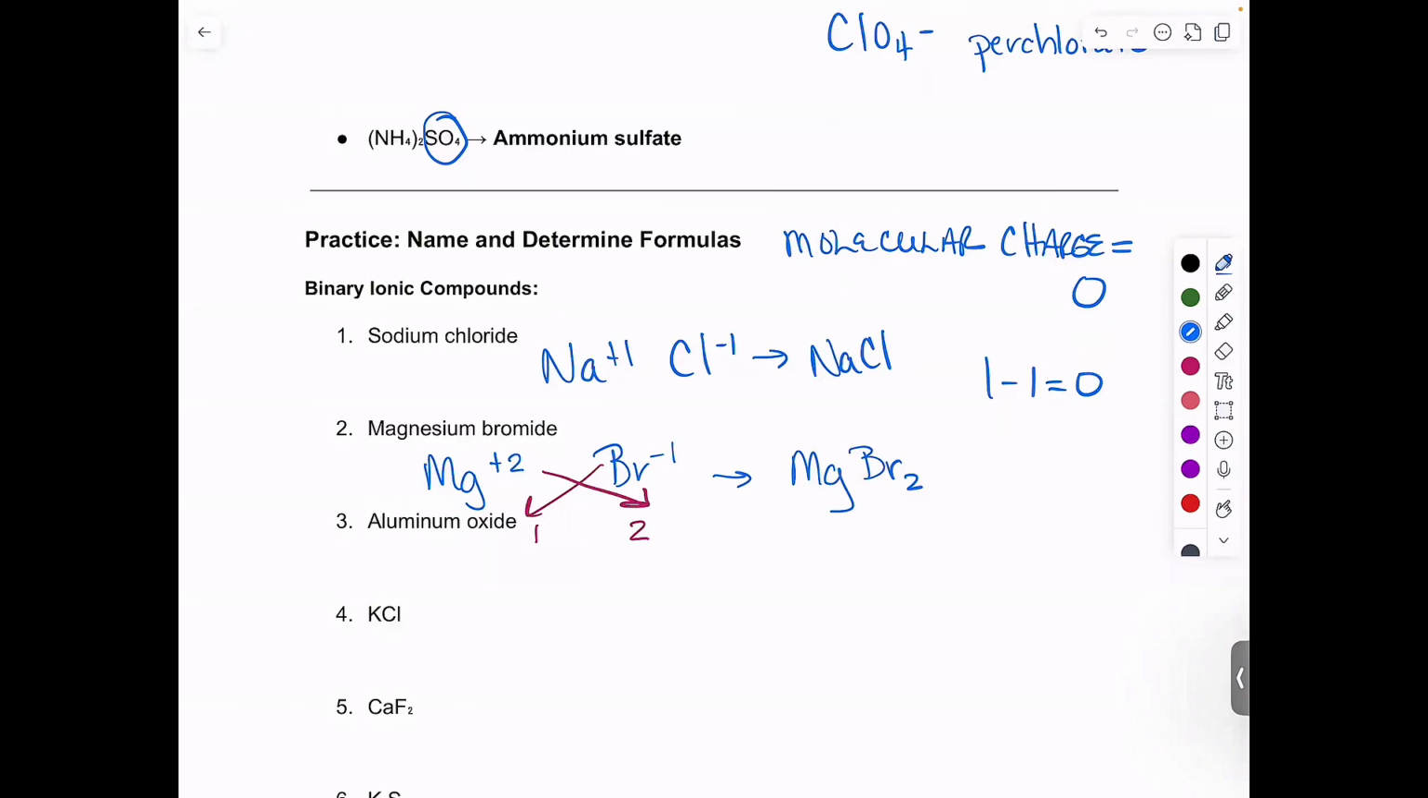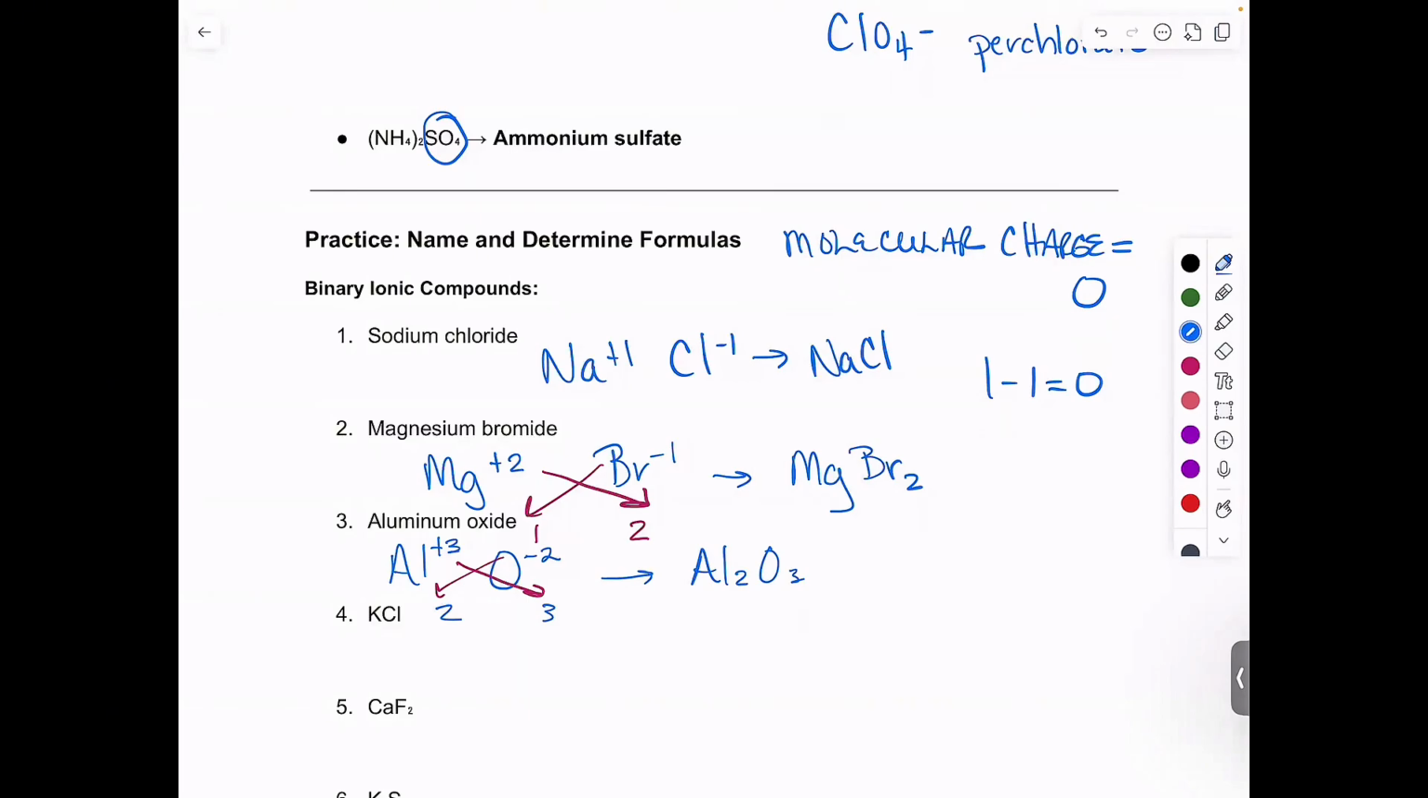Now, aluminum oxide. Aluminum, we know, is in group 3, and then oxygen is in group 6 and carries a -2 charge. There's another imbalance, right? We need to crisscross our charges. So we have Al2O3. For every 2 aluminum atoms, I need 3 oxygen atoms.